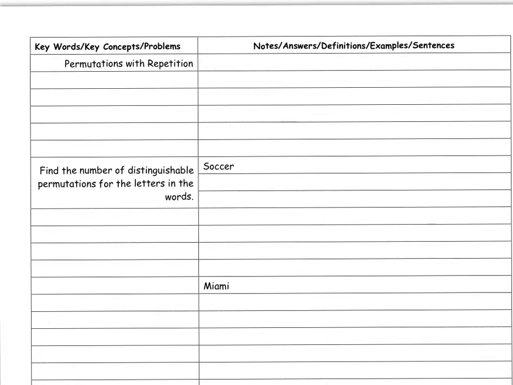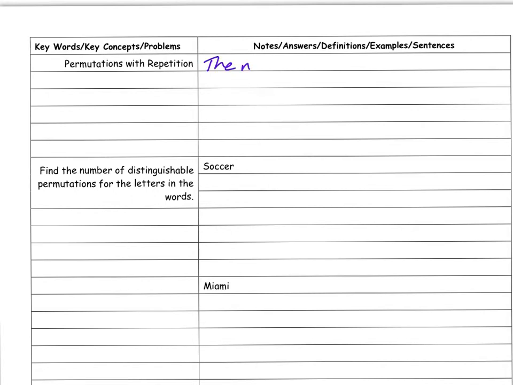Hi all, we're back for the last section of permutations. So now we have a permutation with repetition, so the definitions change slightly. So here we go. Sorry, I don't have a fill in the blank on this one. I guess I was slacking a little bit, but here we go.